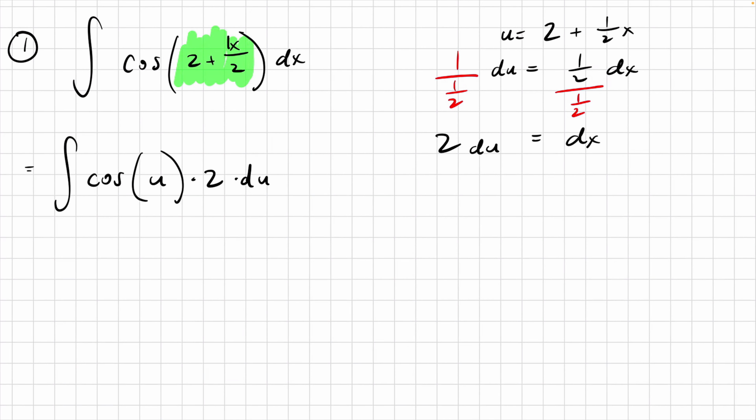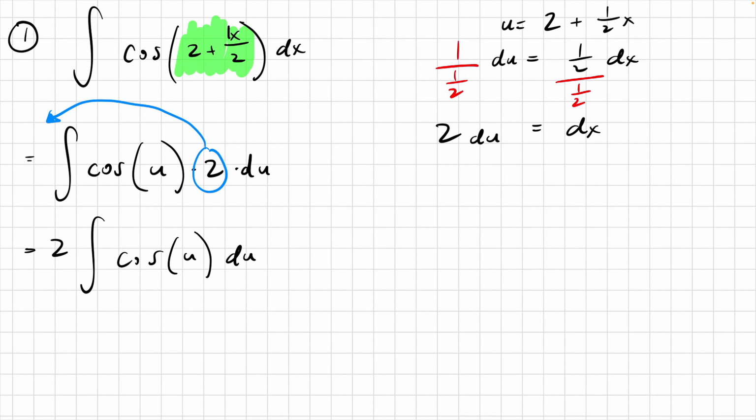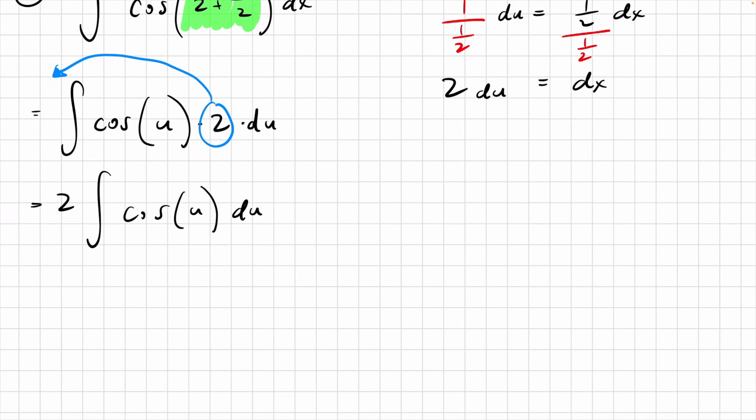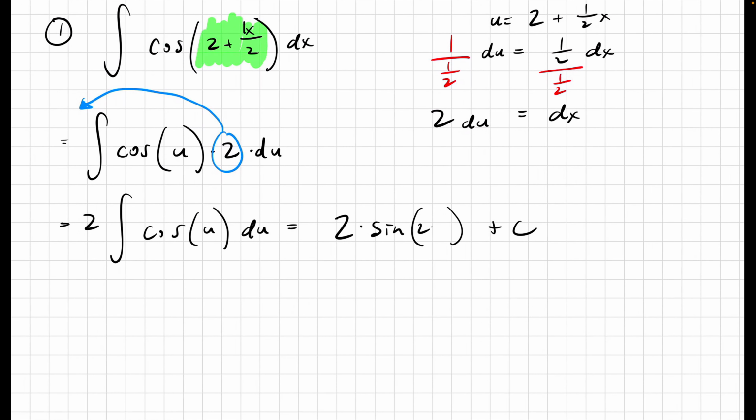I can move that 2 out front. Derivative of cosine is just sine. So we're looking for the antiderivative. What's the antiderivative? Oh, sine. It would be sine, right? So 2 times sine of u plus c. u was 2 plus x over 2.